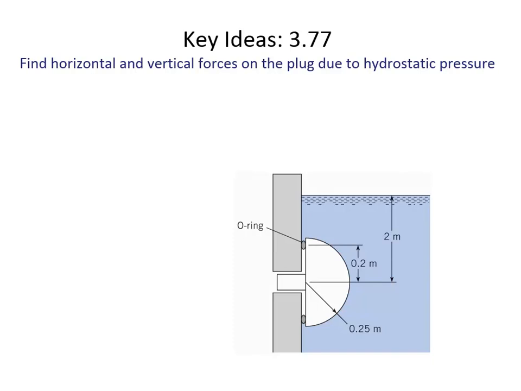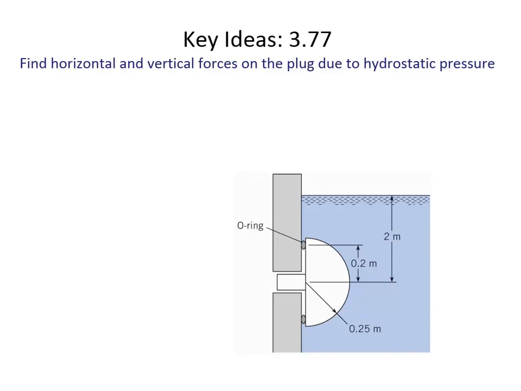Now, the horizontal forces are easy because you just think, what does the projection look like of a hemisphere? The projection is just going to be a circle. And so this will be a little bit different because now you're going to have to use the area moment of inertia formula for a circle, and that's in the back of your book.